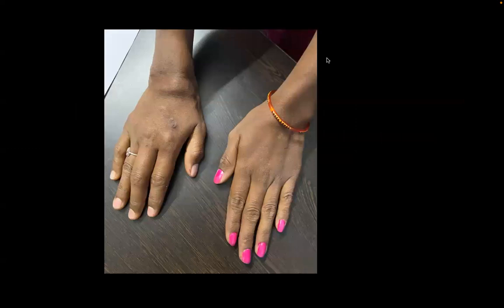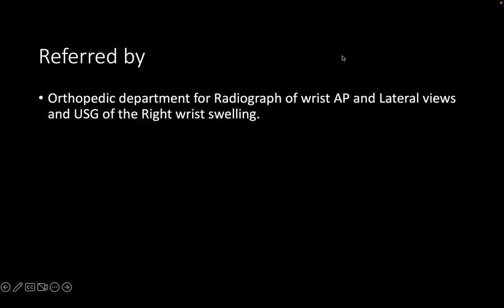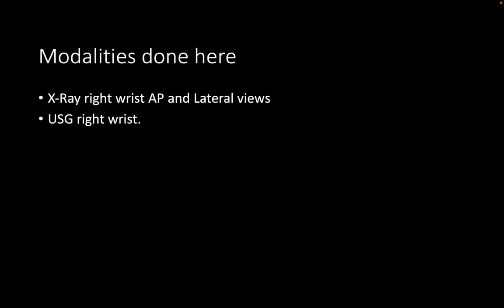This was the clinical picture of the patient's hands, which showed swelling over the dorsum of the wrist. The patient was referred to us from the orthopedic department for radiograph of the wrist, AP and lateral views, and for ultrasound of the right wrist swelling. Old investigations: none available. The modalities done here were X-ray right wrist, AP and lateral views, and ultrasound right wrist.